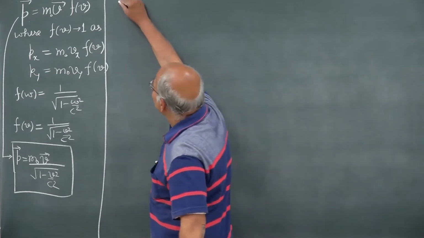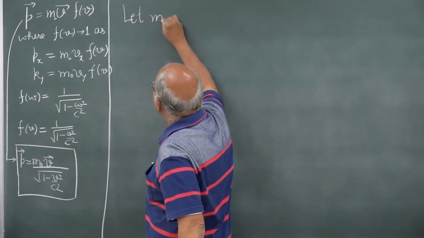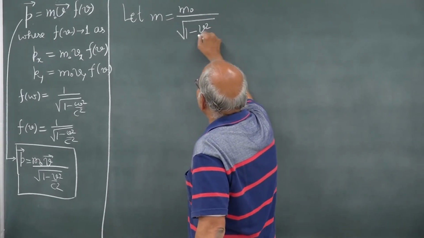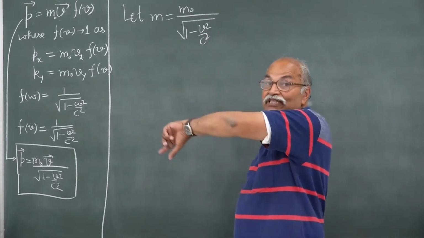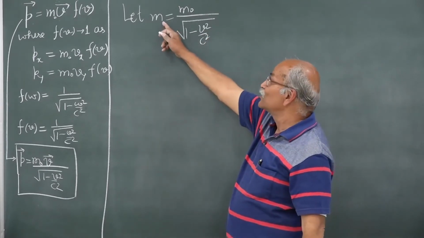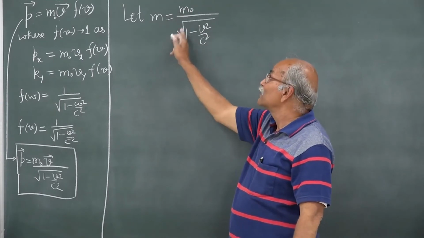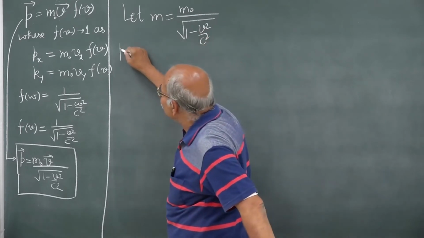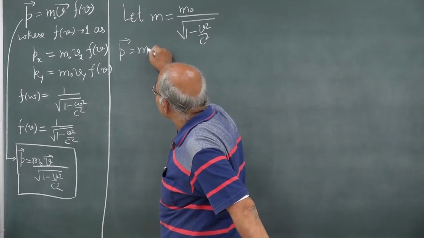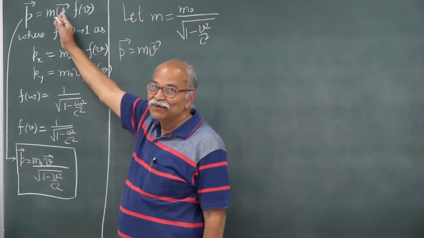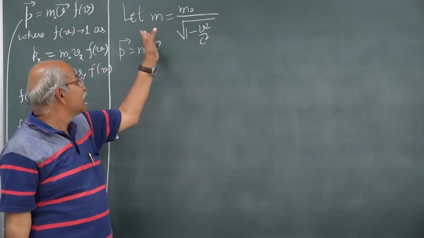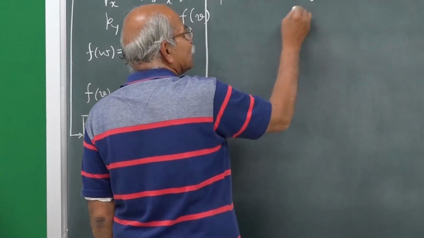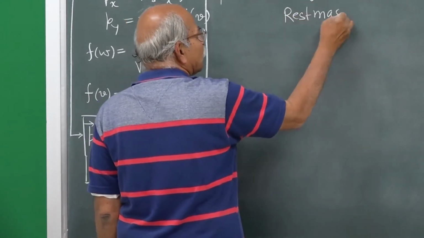So, if you define m is equal to m naught divided by square root of 1 minus v square by c square, where the particle is moving with speed v, and m naught is the mass of the particle, then you can still write P is equal to mv. That is why I have taken m naught here, so that I can use this symbol m here. People call this m naught the rest mass of the particle.